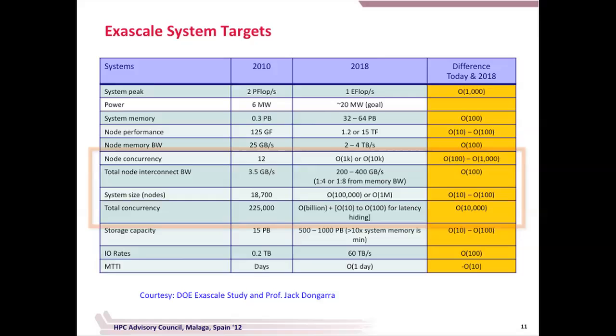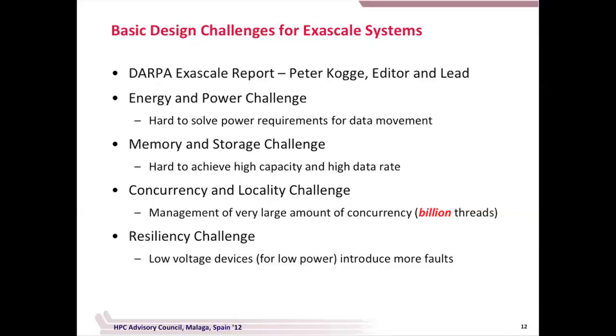And the final thing is the total concurrency. That means how many threads or how many processes you should be able to run. Here it is 225,000, and here people are thinking of a billion degree of concurrency you need to achieve. So here it is almost a 10,000 factor improvement. These are the big challenges the community is looking at to really go for the Exascale system. So in that context, what are the broad challenges?